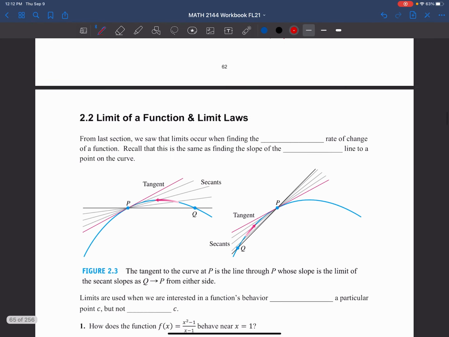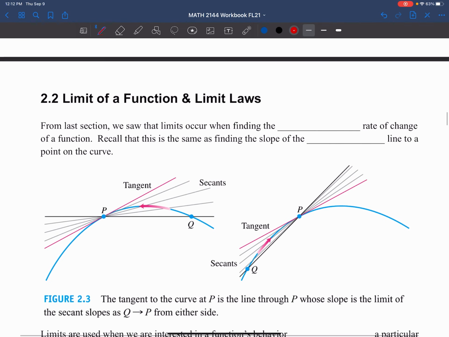We're going to explore the limit a little bit more. We're going to look at it in some simpler contexts and things like that. So let's go to section 2.2. The top of the page is just a quick review of the phrases we already said.